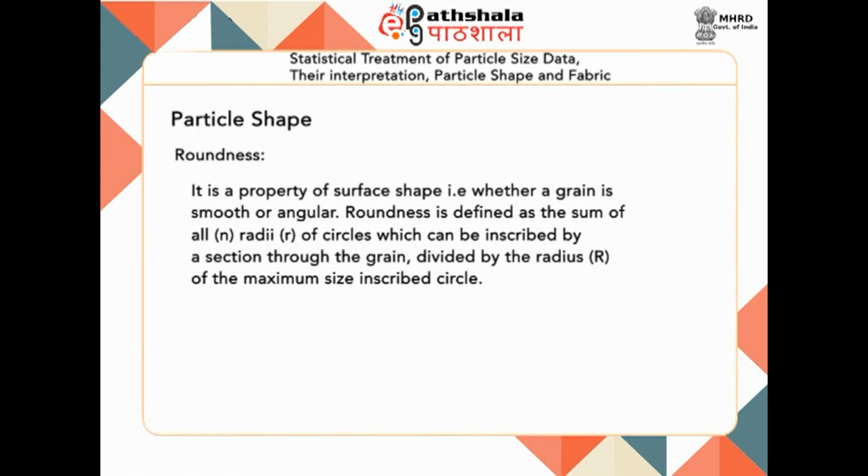Roundness is defined as the sum of all radii of circles which can be inscribed by a section through the grain, divided by the radius of the maximum size inscribed circle. So, roundness is the summation of small r, which are all the small inscribed circles, divided by capital R. As it is difficult to measure in practice, Petersen proposed a visual scale for degree of roundness of sedimentary grains, as shown in the figure below.